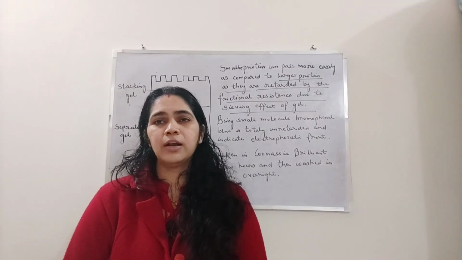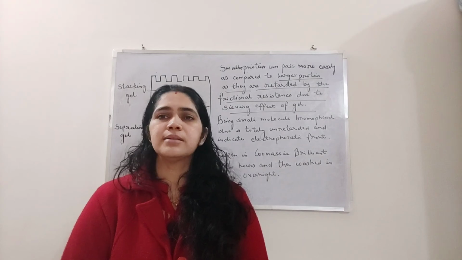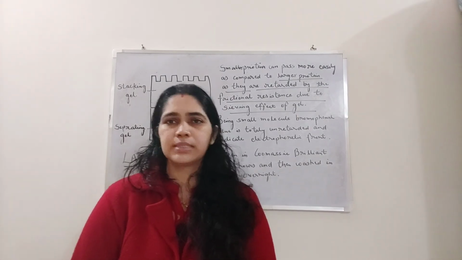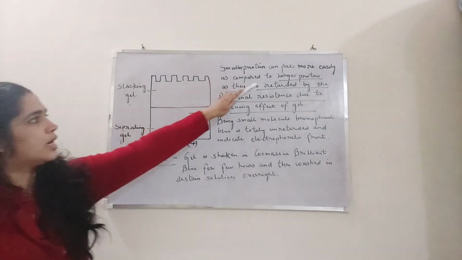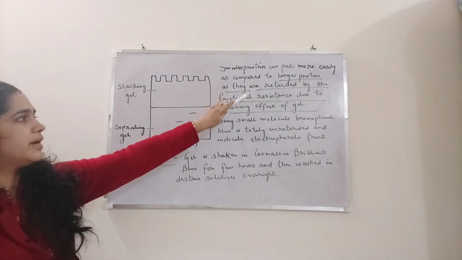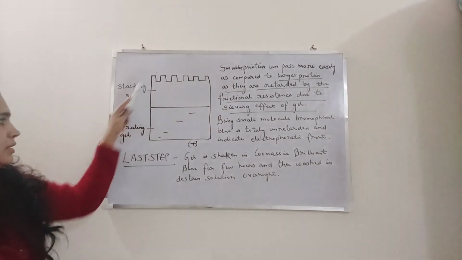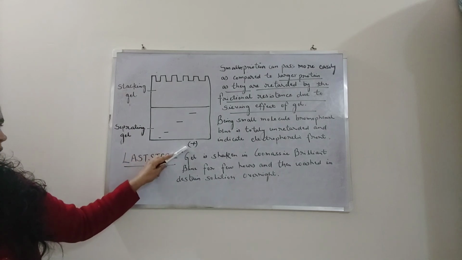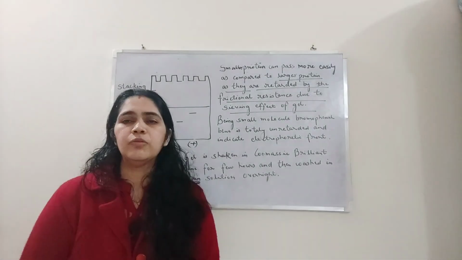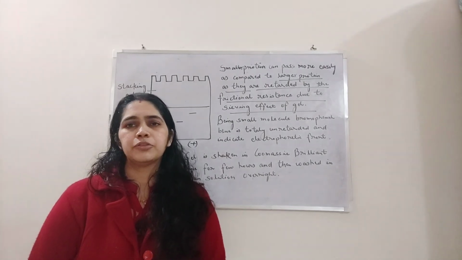The next step in PAGE is the visualization of protein bands on the main separating gel. As we all know, in PAGE, proteins are separated on the basis of their molecular size. So smaller proteins can pass more easily as compared to larger proteins, as they are retarded by the frictional resistance due to the sieving effect of the gel. Here in this diagram you can see a small protein band near the positive end of the electrode. Being a small molecule, bromophenol blue is completely unretarded and thus indicates the electrophoretic front.